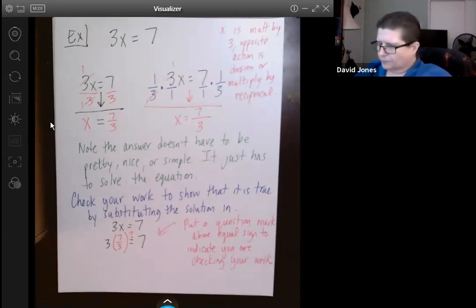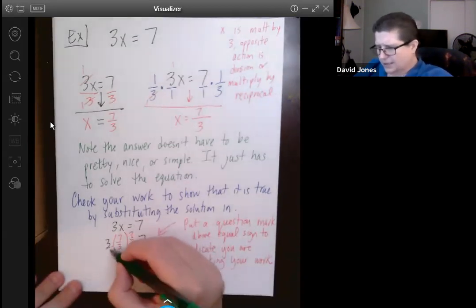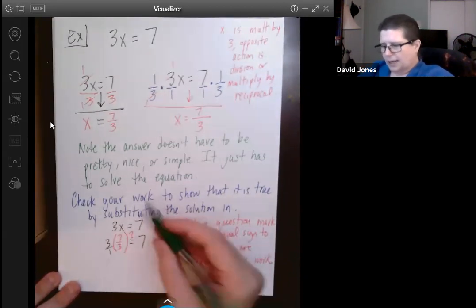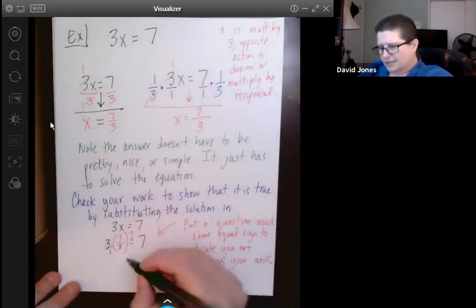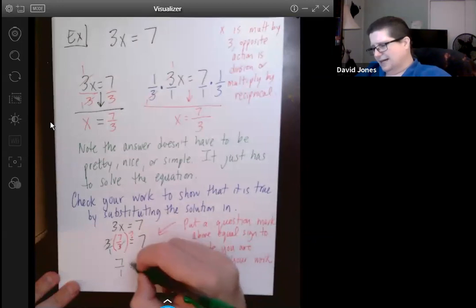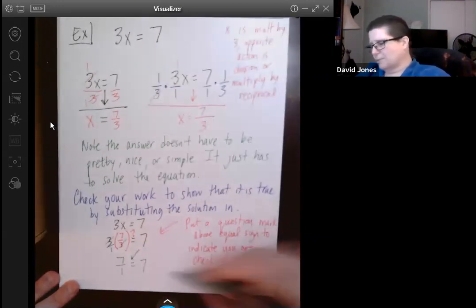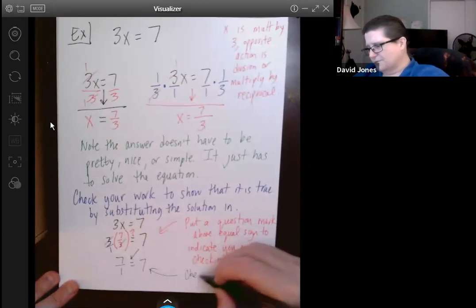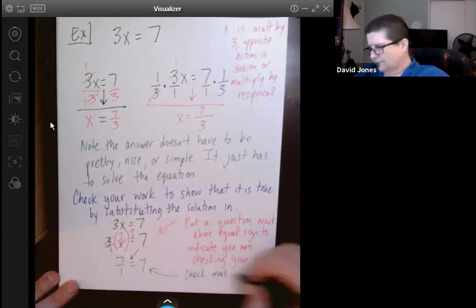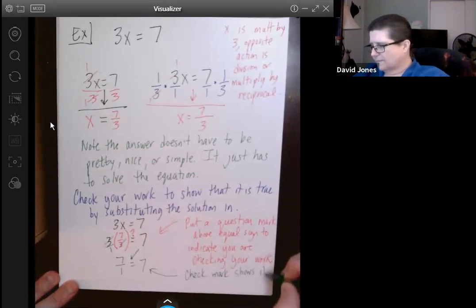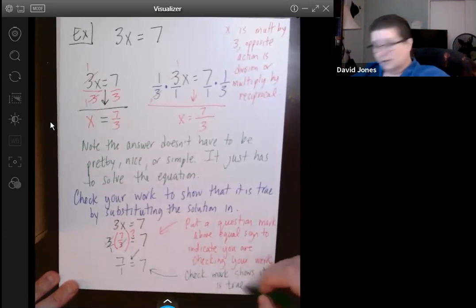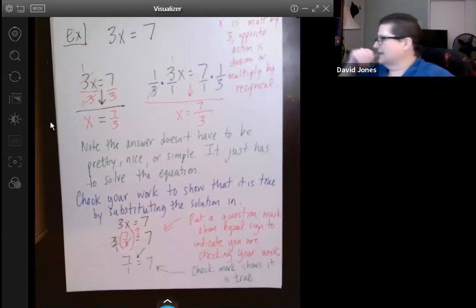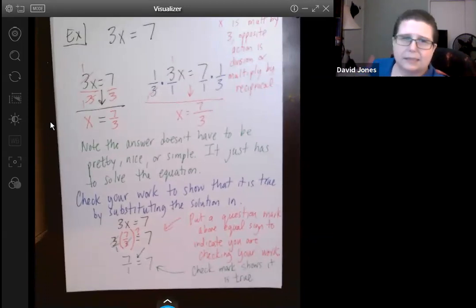Okay. Well, I'm going to rewrite 3 as 3 over 1. And when I multiply, the 3's cancel, and I'm left with 7 over 1 on the left. And that does equal 7. That's a true statement, so I'll put a little check mark. A check mark indicates it's true. Other people do this. It's not a rule in mathematics, but it's common practice, let's say.